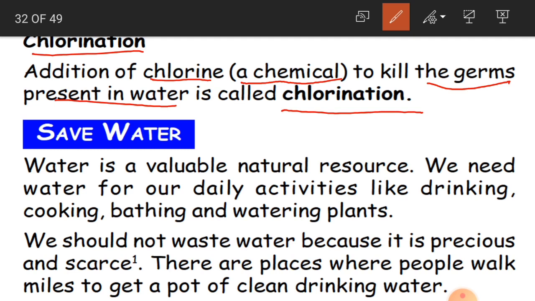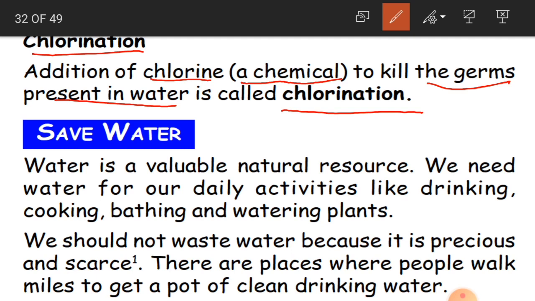Clear children? Understand? So what have we learned? We have learned about boiling, sedimentation, decantation, filtration and also chlorination. All these are water purification methods. So now we have purified our water. Now it is ready for drinking and cooking purposes. Now let us see how to save our water, and the importance of saving water also.